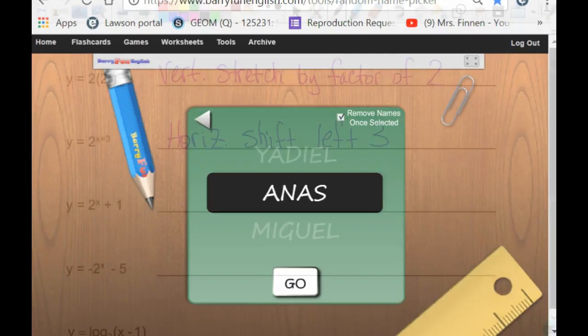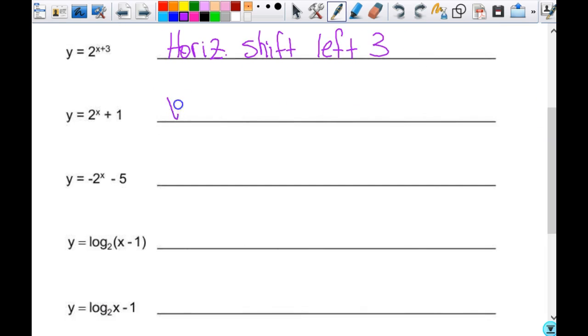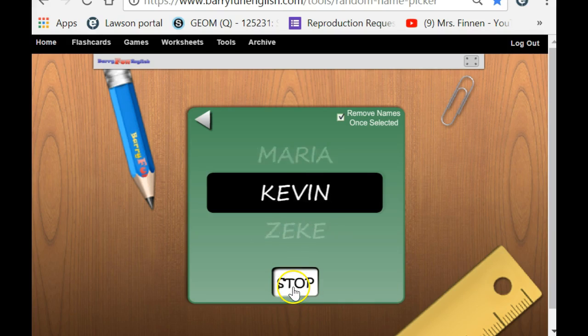All right, Annis. So is this horizontal or vertical? Okay, and it's a vertical what? Okay, good. Okay with that? It's just like all the rest of them, all the rest of the parent functions.